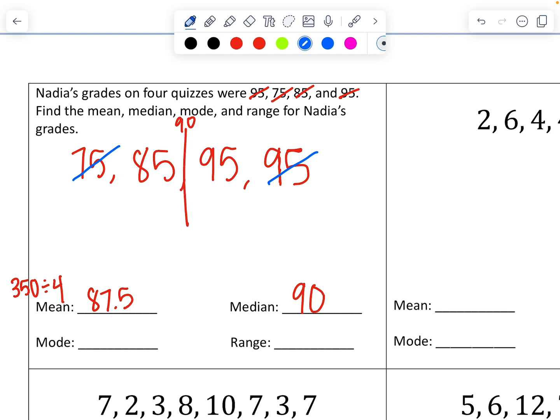Our mode is the number that happens the most, so that would be 95. And then our range is greatest minus the smallest, so we'd have 95 minus 75, and you would get 20.